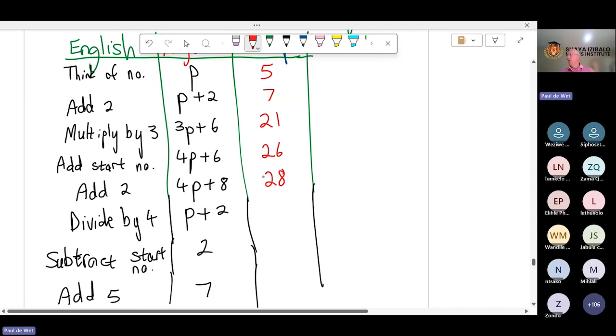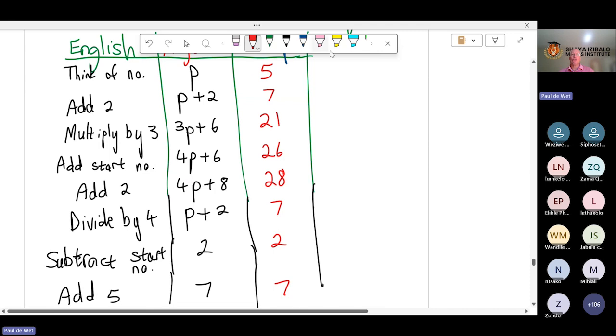Divide by 4. Now, guys, one of you asked earlier, what if it doesn't divide exactly? Notice it will divide exactly, because we can see it's going to divide exactly. Divide 28 by 4, we get 7. Subtract the number we started with. 7 minus 5, we get 2. Add 5, we get 7. This one that we've made up will always end in 7.